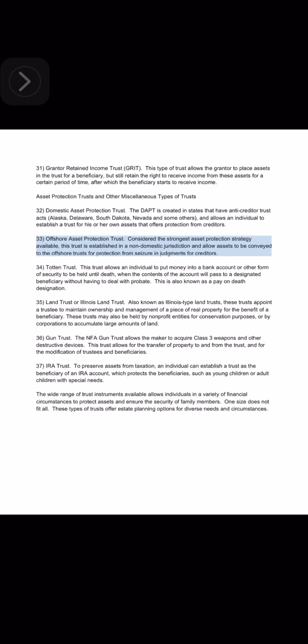33. Offshore Asset Protection Trust. Considered the strongest asset protection strategy available, this trust is established in a non-domestic jurisdiction and allows assets to be conveyed to the offshore trust for protection from seizure and judgments from creditors.